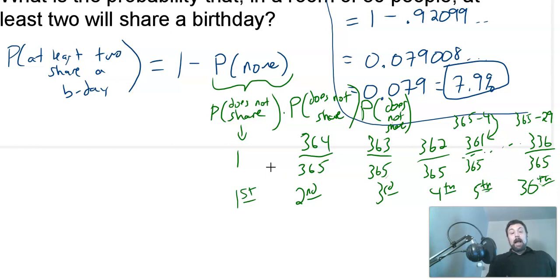All right. And I have to multiply these together. So I'm going to pause this because what's going to have to happen is I have to multiply 29 or 30 different fractions together. It's going to take me a while to do, so I'm going to go ahead and pause it and figure it out.